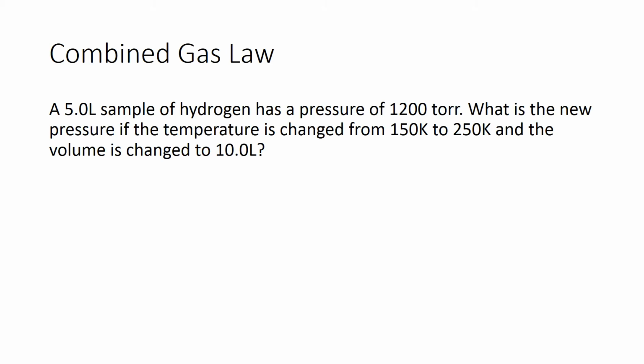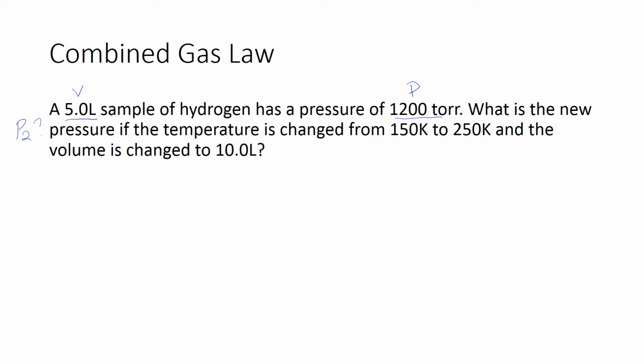Alright, so I was nice and told you that this was in fact the combined gas law problem, but if you are ever stuck on a problem and you're not sure which equation to use, look at what you have and see if you can label that. So I'm going to underline, I have a 5-liter sample, I know that's a volume because it's in liters, of hydrogen, which has a pressure of 1200 torr, so I'm going to label that as a pressure. What is the new pressure? Okay, so I know I'm looking for P2.